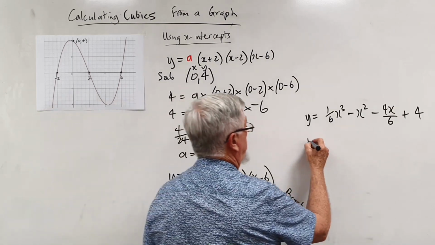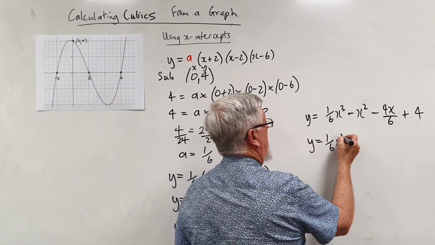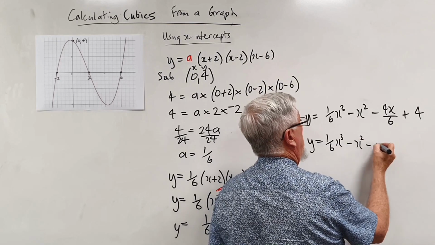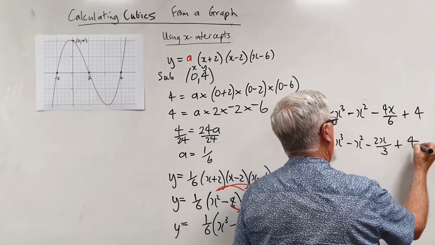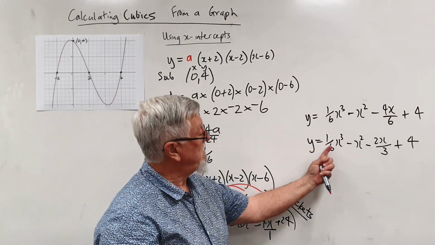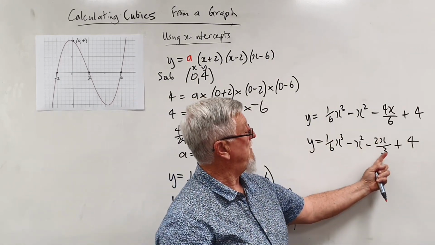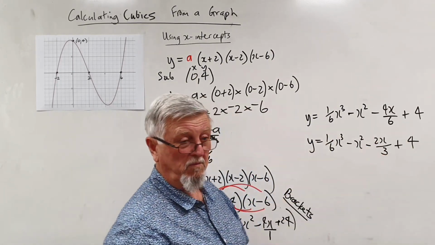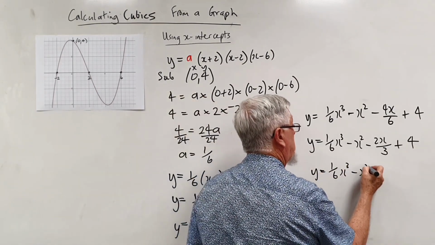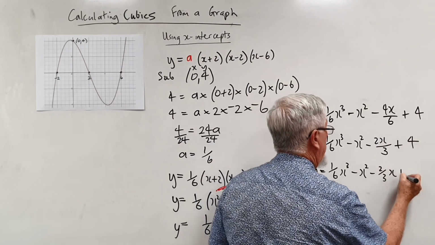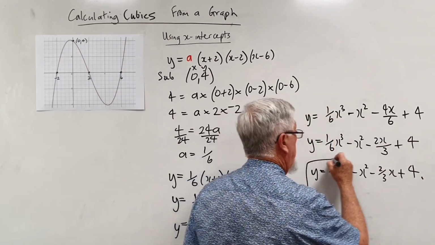Only thing you probably should tidy up. I imagine a lot of times people wouldn't be worried if you left that as 4x on 6, but you should tidy it to 2/3 of x plus 4. Now you might notice here I've written this as a fraction out the front and I've written that as a fraction in the term. So if I wanted to, I could write that as 1/6 of x cubed minus x squared minus 2/3 of x plus 4. And there's our proper answer to it.